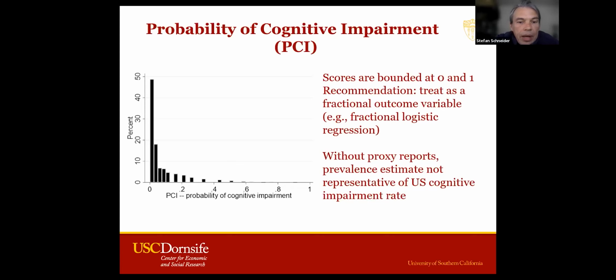And also as a reminder, we do not have proxy reports in the UAS. So if someone gets really cognitively impaired and maybe has dementia, they will likely not continue doing online self-administered cognitive tests, which means that if you were to use these scores to estimate a prevalence rate of cognitive impairment, this may not be representative of the US cognitive impairment rate in the adult population or in the older adult population. It may underestimate, is what we would expect, but we haven't researched that to the extent possible.